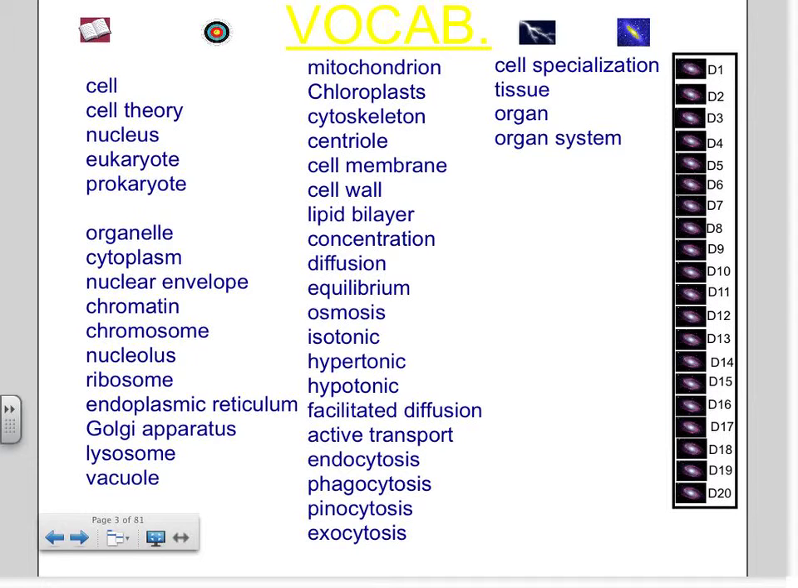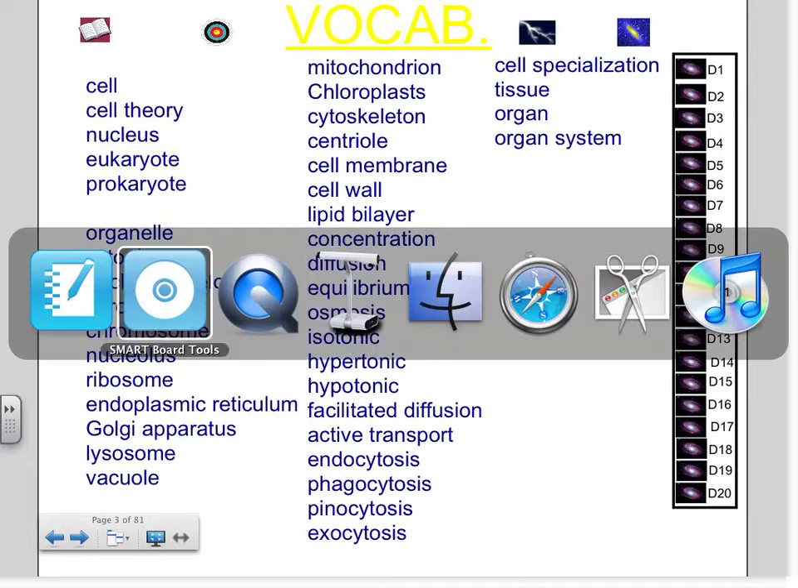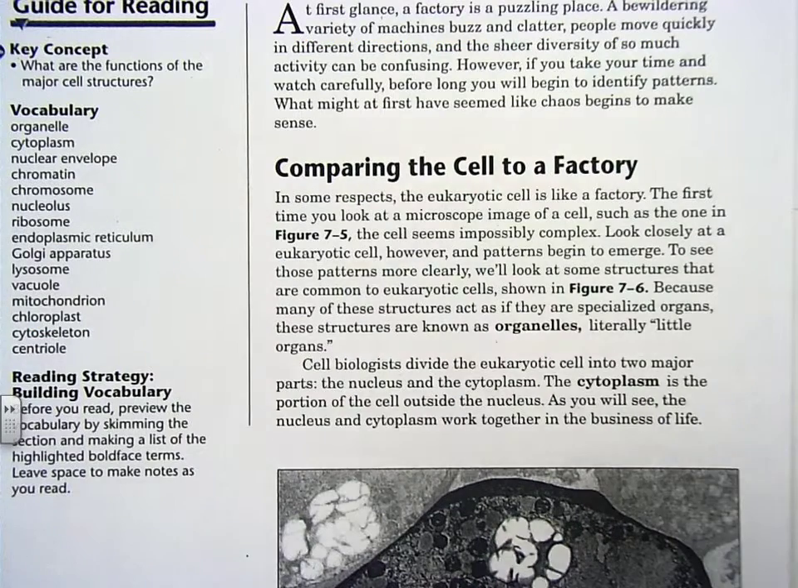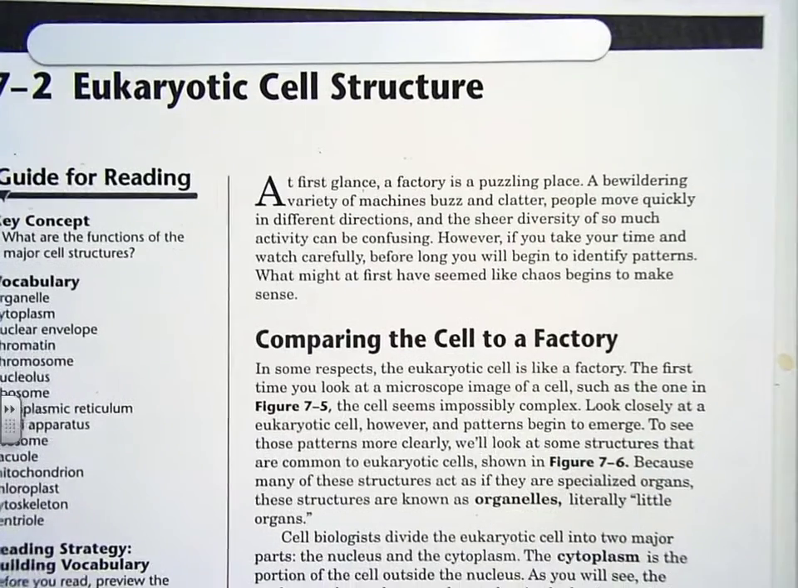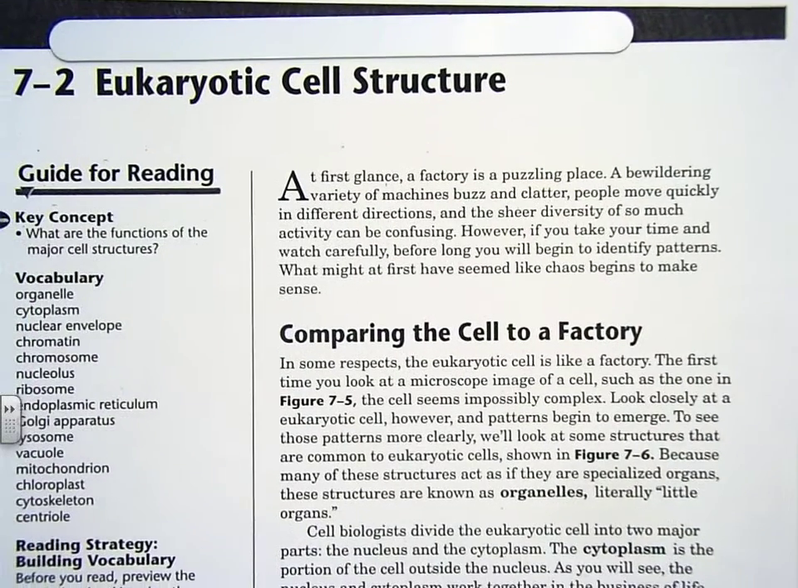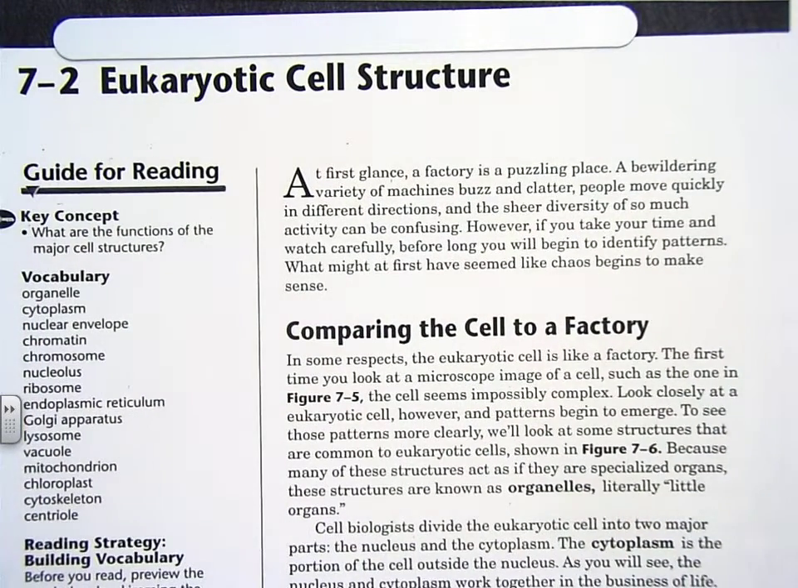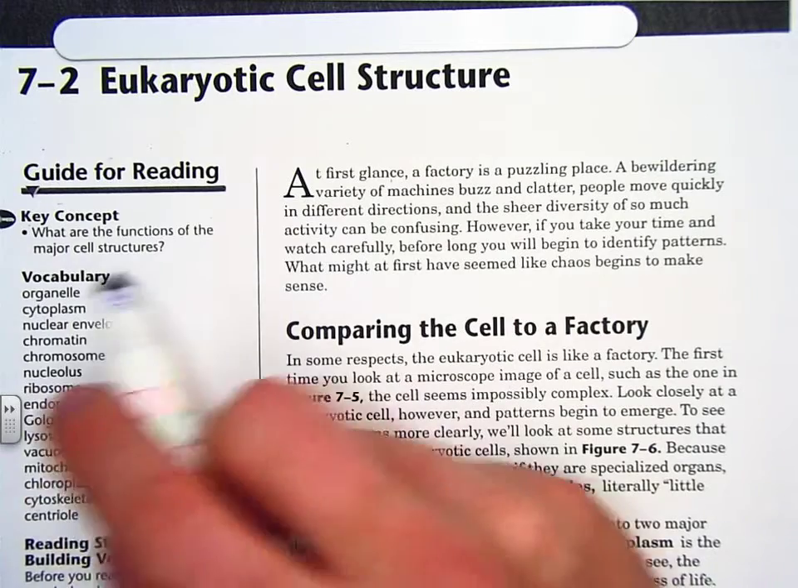All right, so here we go. We're going to start reading on 7-2. I want you to make sure you have your book, a pen and paper for notes, and a quiet room. Here we go. Welcome to section 7-2, eukaryotic cell structure. Key concept: what are the functions of major cell structures?